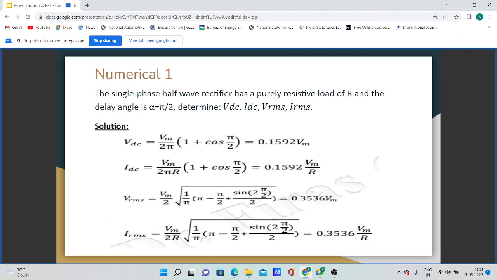let's see a numerical based on the single phase half wave rectifier. The single phase half wave rectifier has a purely resistive load of R, and delay angle alpha is equal to pi by 2. Then we have to find VDC, IDC, VRMS, and IRMS.